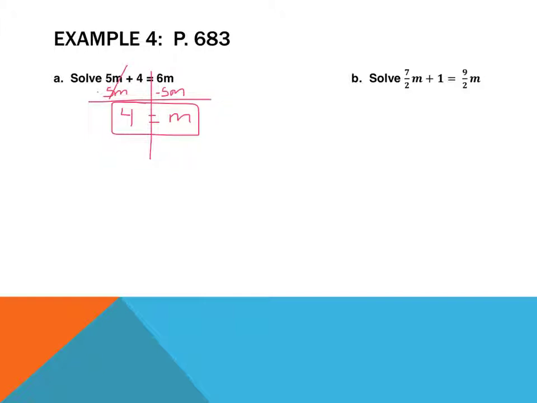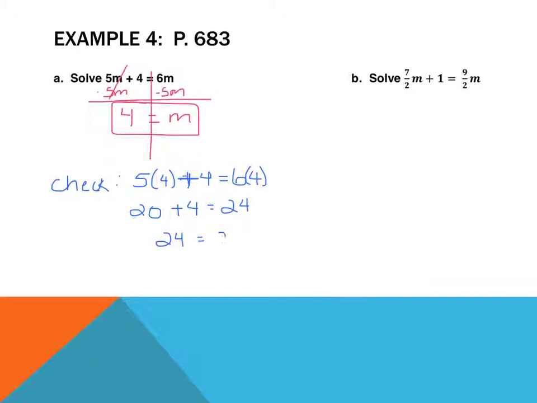Okay, so let's check to make sure that 4 is the correct solution. 5m means 5 times m, so 5 times 4 plus 4 equals 6 times 4. So you have to plug in the solution every place where you see the variable. Alright, so 5 times 4 is 20. And 20 plus 4 is 24, which is the same thing as 6 times 4. So 4 is the correct solution.